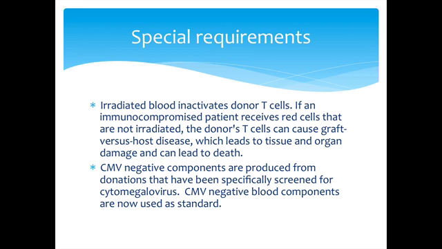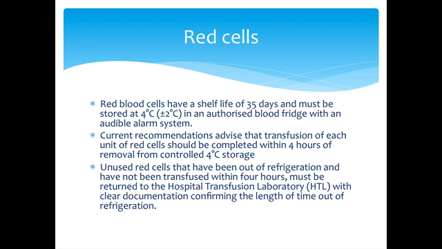CMV negative components are produced from donations that have been specifically screened for cytomegalovirus, but these tend to be used as standard now. Now, red blood cells have a shelf life of 35 days and they need to be stored at 4 degrees in an authorised blood fridge with an audible alarm system. The transfusion needs to take place within 4 hours of removal from the 4 degrees storage. Unused red cells that have been out of the fridge and haven't been transfused within that time absolutely have to be returned to the HTL, which is the Hospital Transfusion Laboratory, and there needs to be clear documentation confirming the length of time out of refrigeration. These cells will ultimately need to be destroyed.